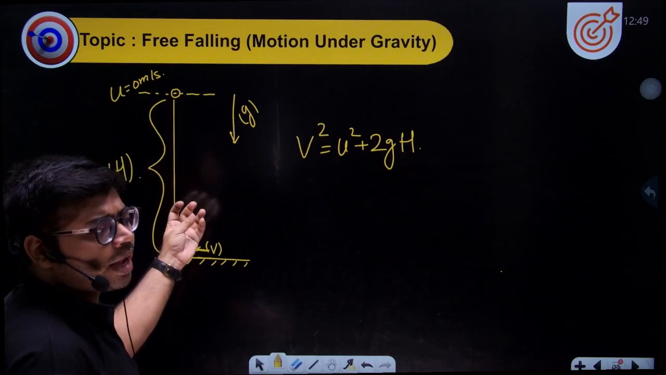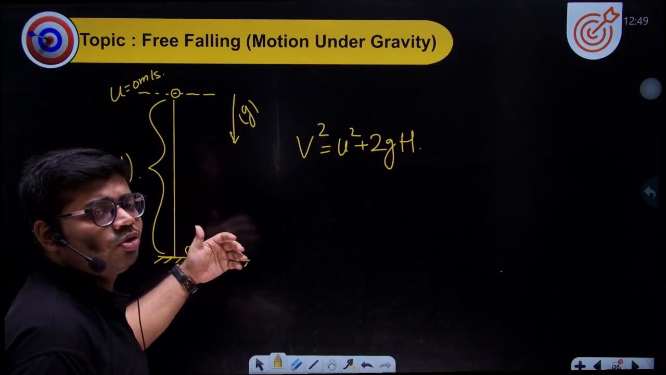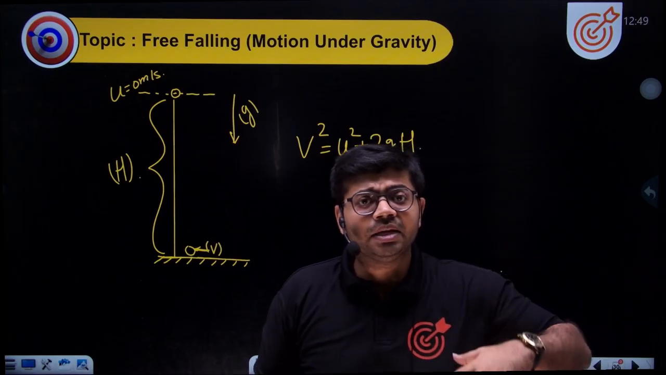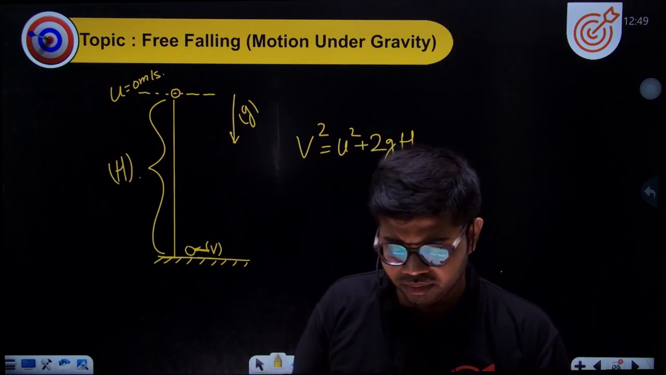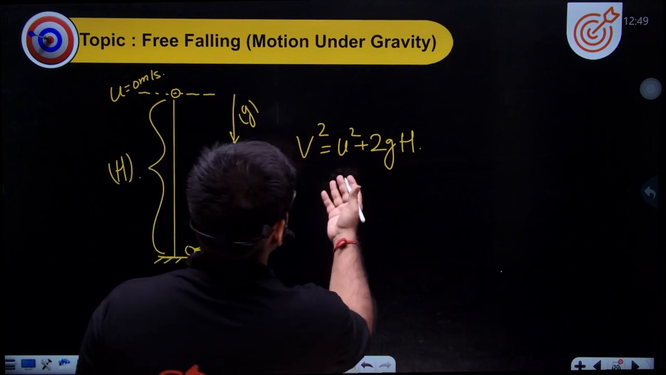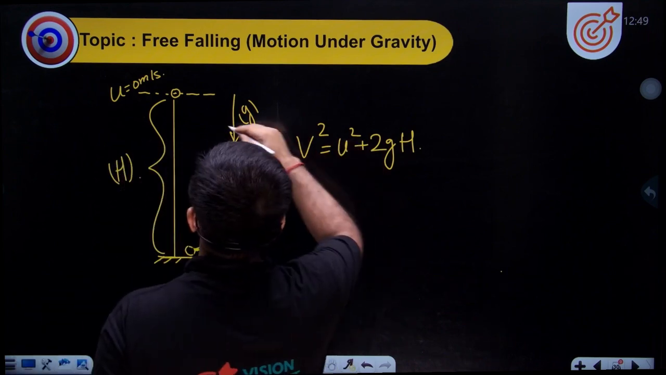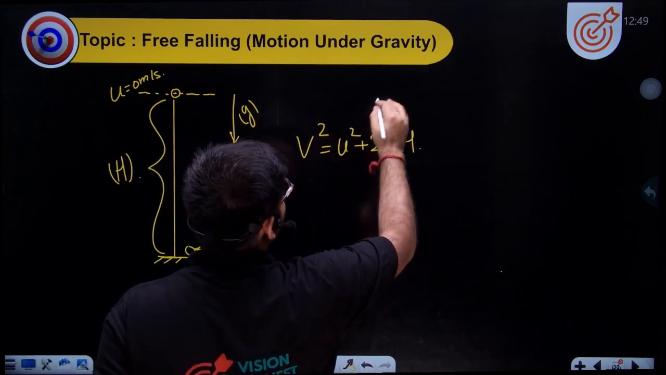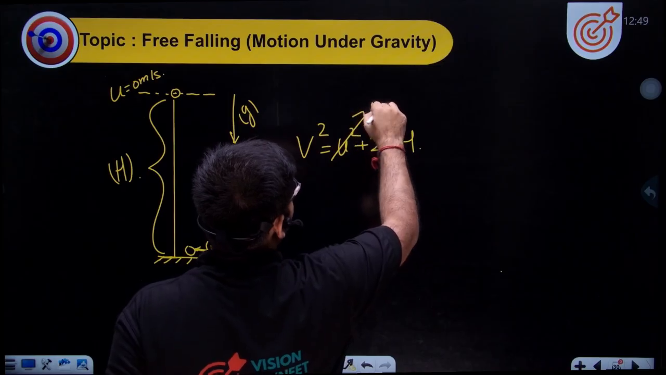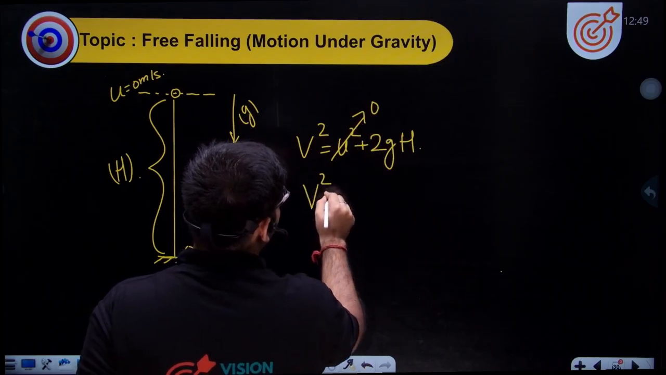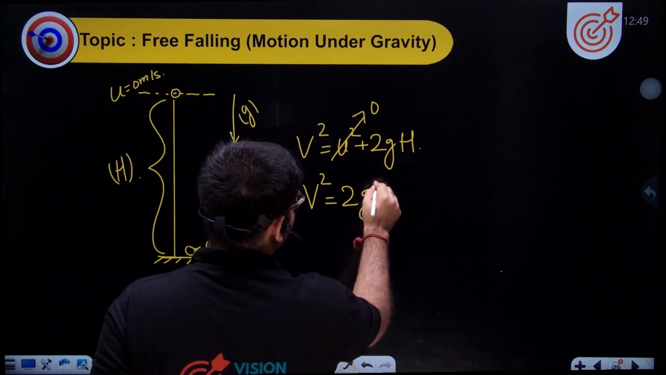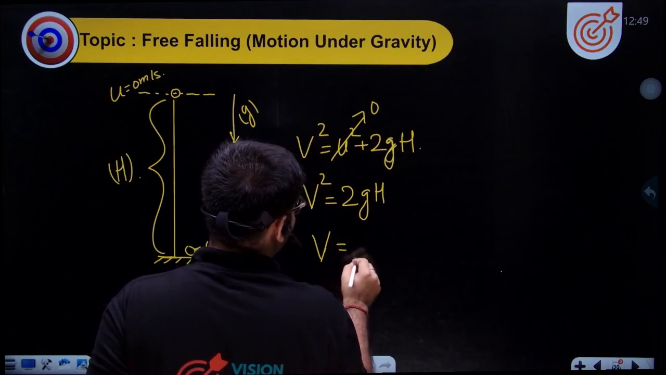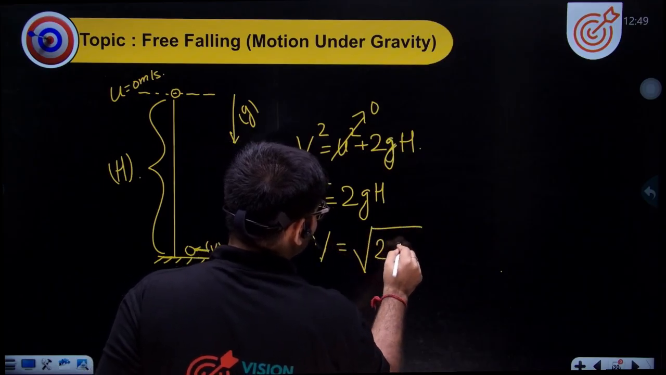The motion is in the same direction as the value of g. So that is increasing my speed every moment because it is assisting my motion. Now this u, initially the ball was at rest. So initially the u value is basically 0. I can put that here. So v square you can say is 2gh. So v final is equal to root over 2gh.